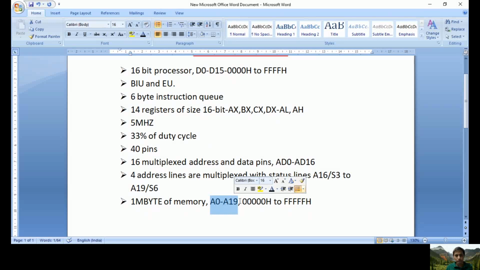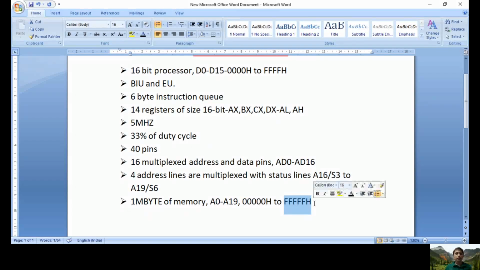The equivalent hexadecimal is 5 zeros. This is the starting address limit. Similarly, assume the 20 address lines are all ones, then the ending address is FFFFF. So the 8086 can access a maximum of 1 megabyte of memory. That is because of 20 address lines, and because of 20 address lines, the address range is 00000H to FFFFFH.